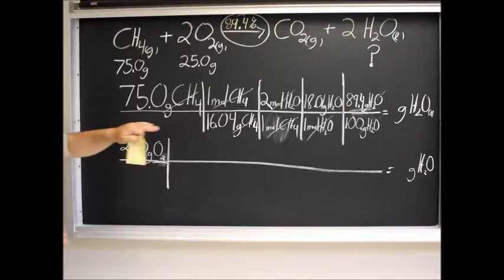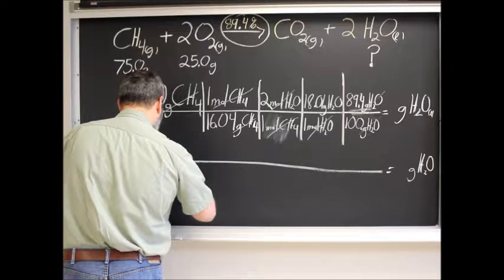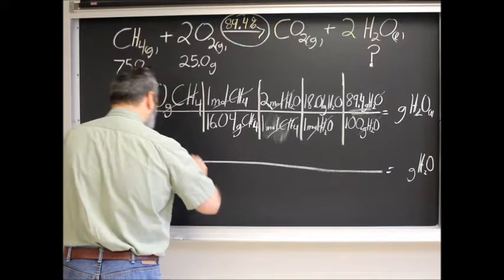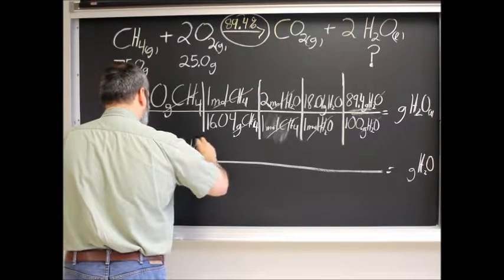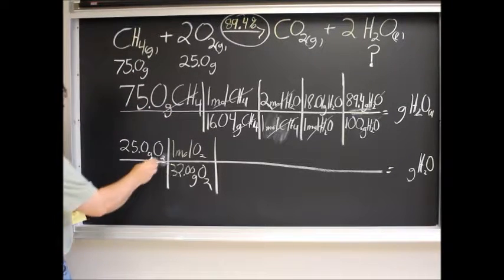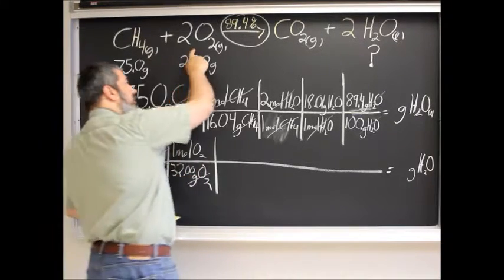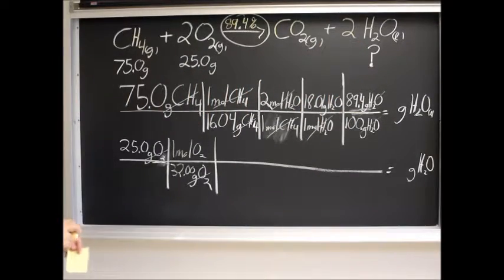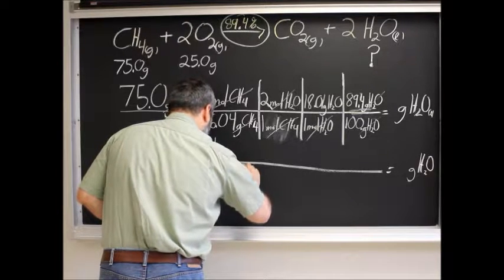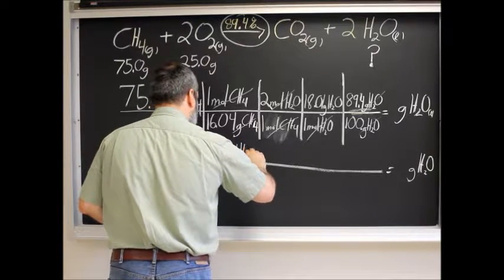So 25 grams of oxygen, we want grams of water produced. Again, same idea. We need to convert from grams to moles. So 32 grams of oxygen is 1 mole of oxygen. Grams of oxygen cancel. We have a 2 to 2 molar ratio. So 2 moles of oxygen are equivalent to 2 moles of water in this equation.